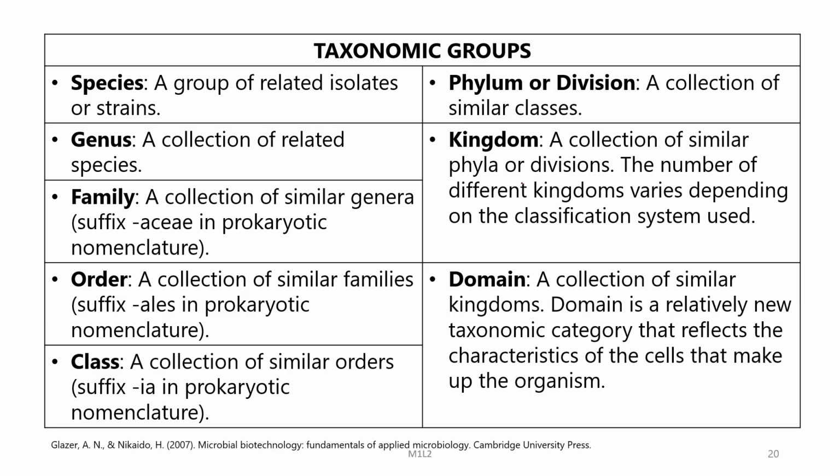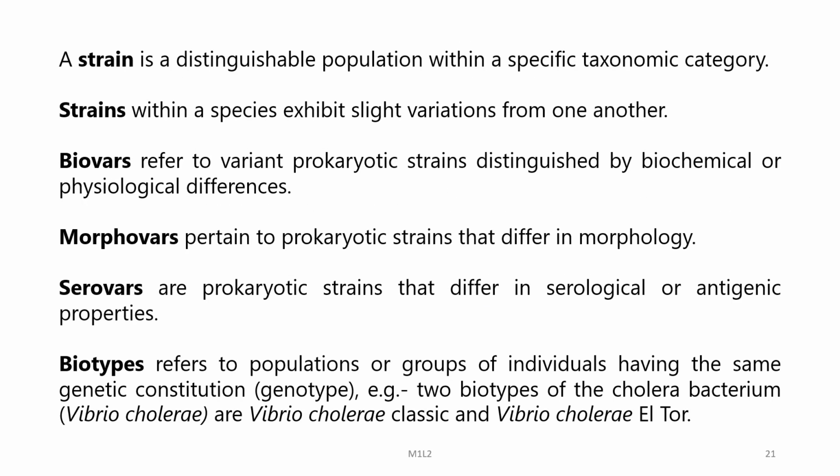Kingdom is a collection of similar phyla or divisions. The number of different kingdoms varies depending on the classification system used. And finally, domain is a collection of similar kingdoms. Domain is a relatively new taxonomic category that reflects the characteristics of the cells that make up the organism.